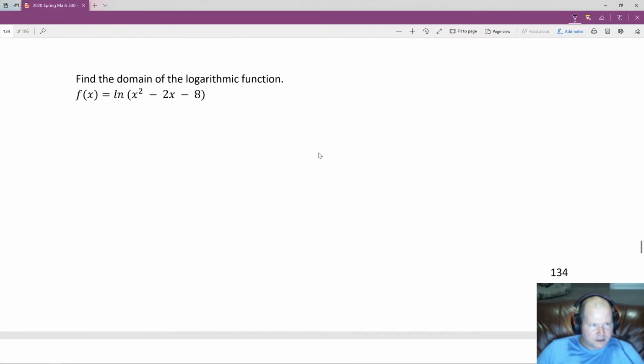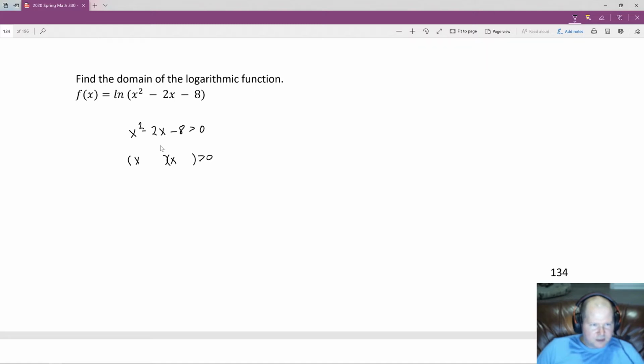All right, so go over here. Find the domain of the logarithmic function. Okay, now the key is we want this argument to be greater than 0. It cannot be negative and it cannot be 0, right? So we would simply say, well, x squared minus 2x minus 8 is greater than 0. So we can factor this out, right? So we'd end up with x, and we'd end up with an x.